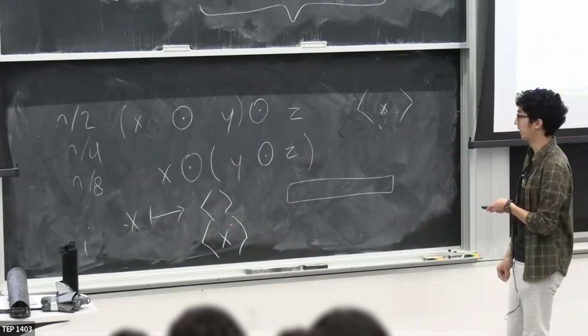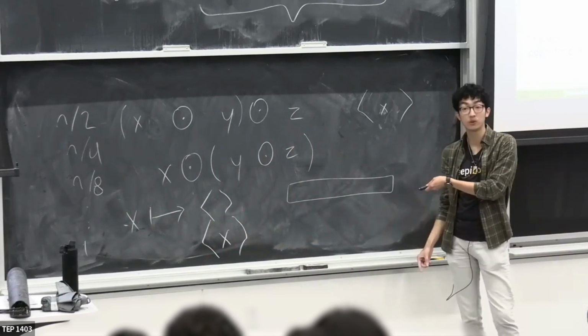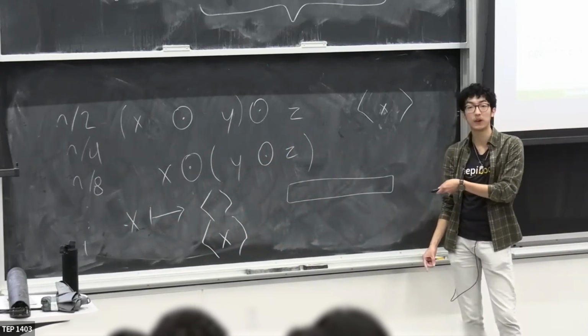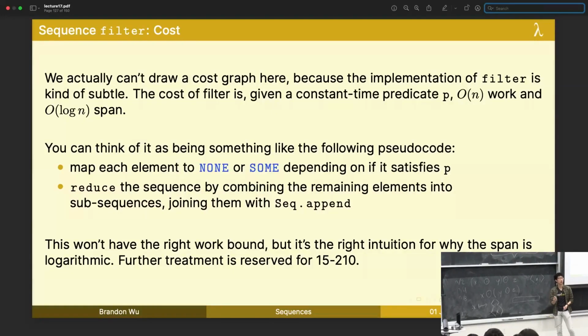We reduce with append. We append everything together. And if you think about it, if we do that, the only things in the resulting sequence should be stuff that satisfied P, because we killed everything that didn't satisfy P. So that should make sense as to why it works.